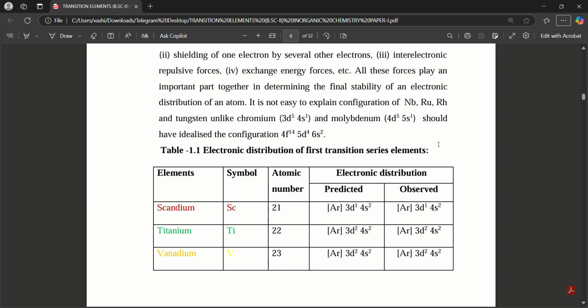It is not easy to explain the configurations of Nb, Ru, Rh and tungsten. Unlike chromium 3d5 4s1 and molybdenum 4d5 5s1, they should have had the idealized configuration 4f14 5d4 6s2 in the electronic distribution of the first series elements.